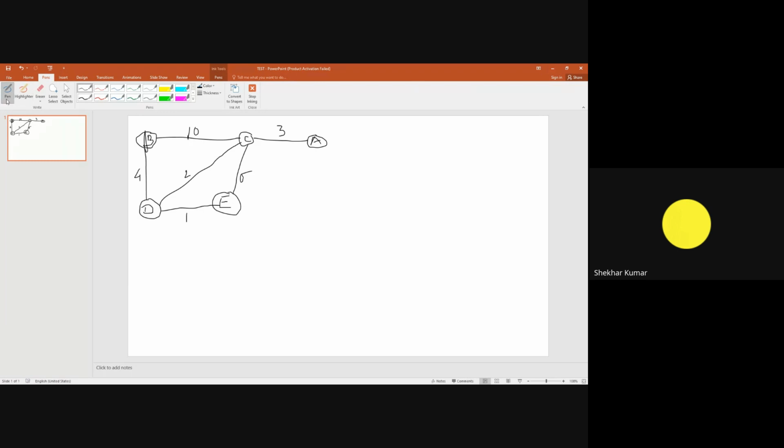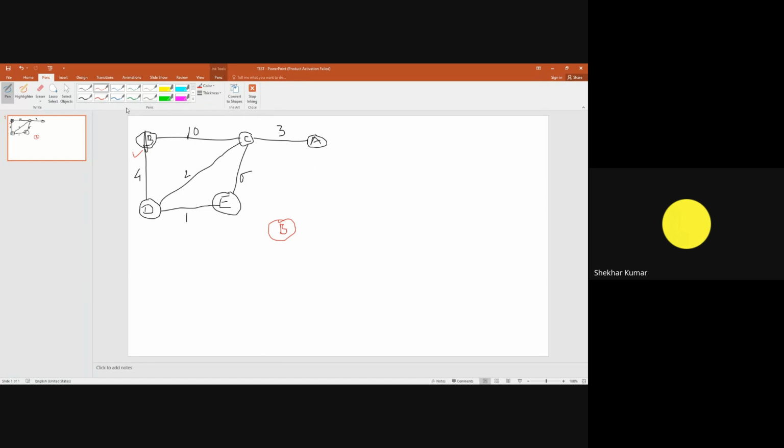Suppose we are selecting an edge, starting from B. We selected this first. Okay, first we have selected a vertex, that is B. Now we have to select the shortest edge from B. What is the shortest edge from B?